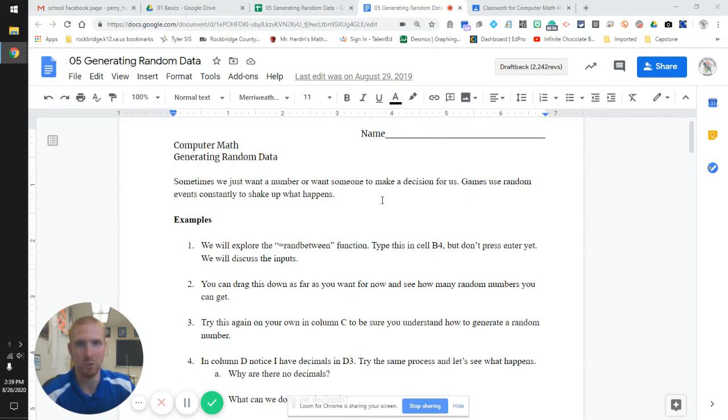Sometimes you just want to see what would happen, maybe in some kind of probability situation, or making a game, and you just want to come up with random information. A lot of games use random numbers to play things out.